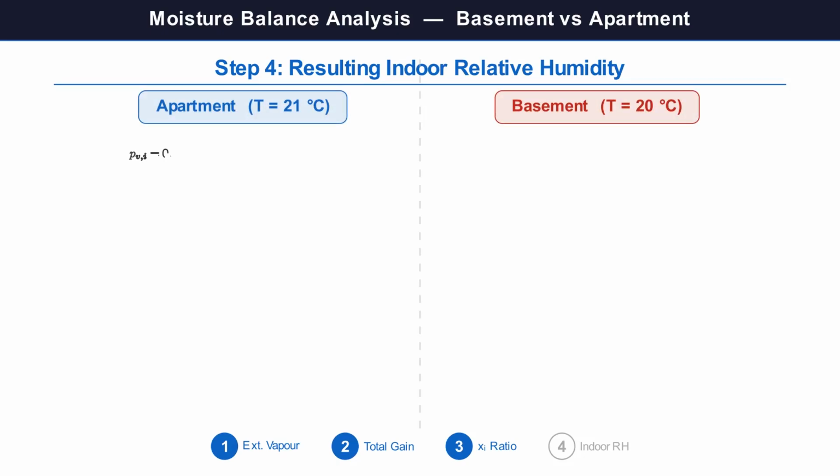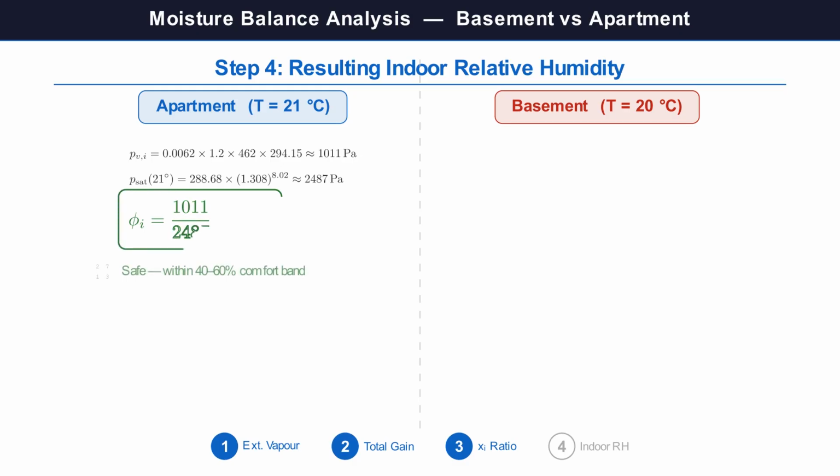For the apartment at 21 degrees Celsius, the indoor vapor pressure PVI is approximately 1011 pascals, against a saturation pressure of 2487 pascals at 21 degrees. The indoor relative humidity is 1011 divided by 2487, 41%. This is comfortably within the recommended 40 to 60% range. No mold risk.